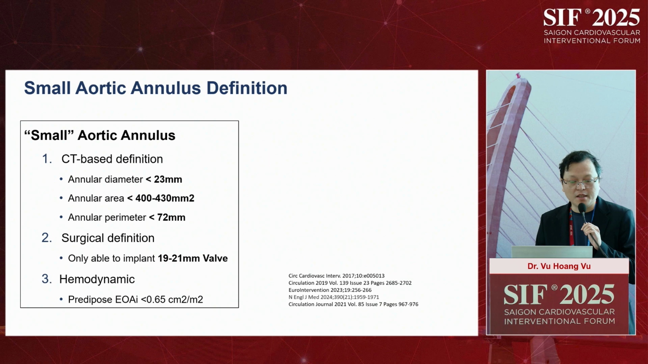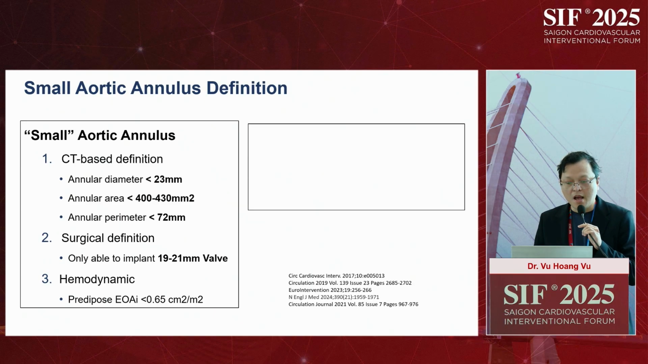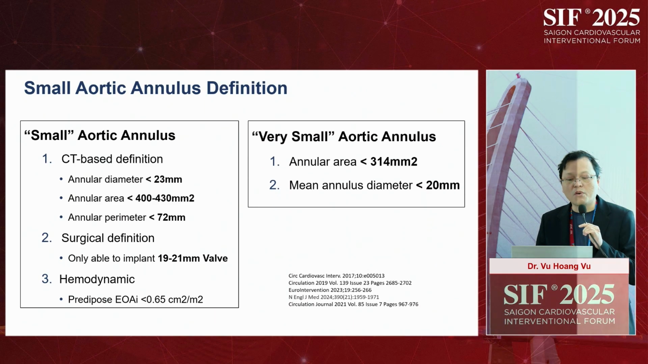Small annulus, we have some definitions from the MDCT based on the CT scan. The annulus diameter is less than 23 mm, and the area is less than 430 mm square. It depends on the trial. We have a lot of definitions of that, and we have the extreme, very small annulus, with annulus area less than 314 mm square and mean annulus diameter less than 20 mm. This is a very small annulus in daily practice.